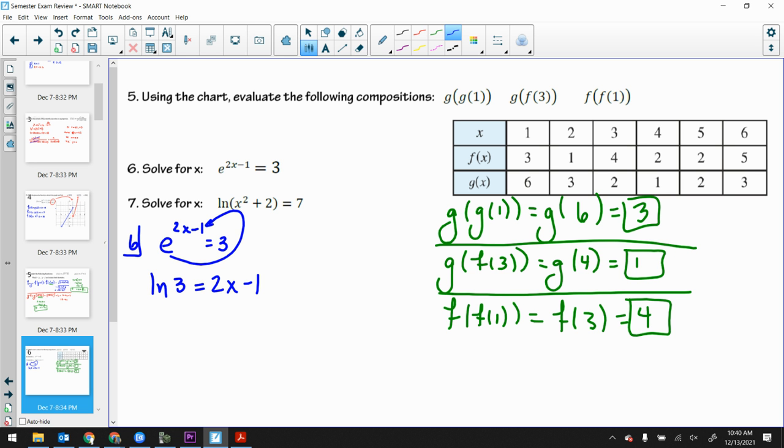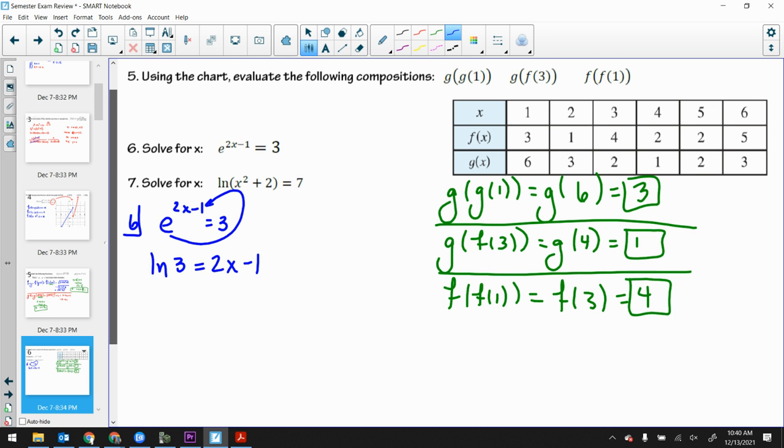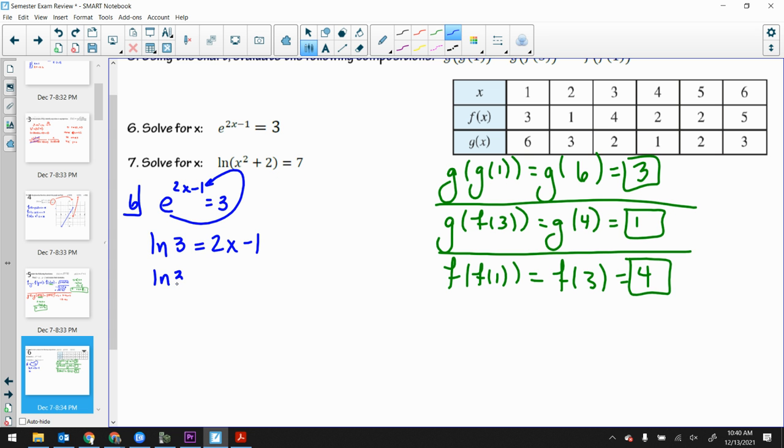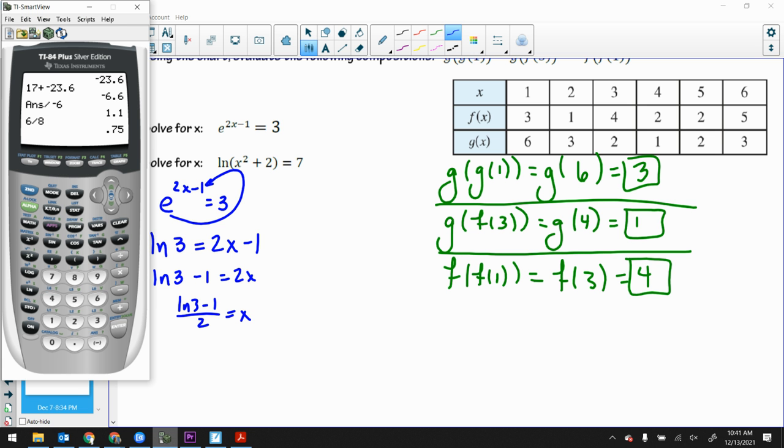I add the 1 over to the other side. So ln of 3 plus 1. And then I divide by 2. So ln of 3 plus 1 over 2 is x. Let's see what the decimal value of that is.